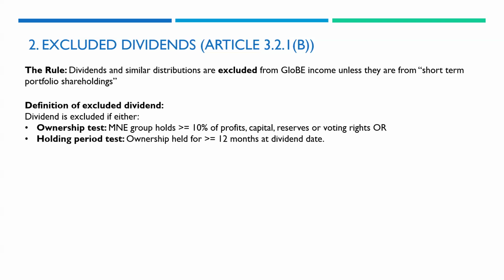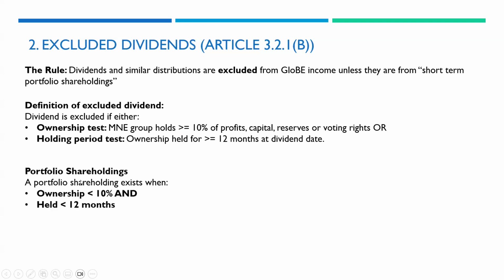So this is just like participation exemption, correct? You should have either a participation or a long-term dividend from a long-term asset. If either of the conditions is satisfied, then it is an excluded dividend. Now, what is a short-term portfolio shareholding? It is anything other than this. A short-term portfolio shareholding is where the ownership is less than 10% and it is held for less than 12 months. In such cases, you don't exclude it from your net profit. But anything other than portfolio shareholdings, you can exclude. Clear?